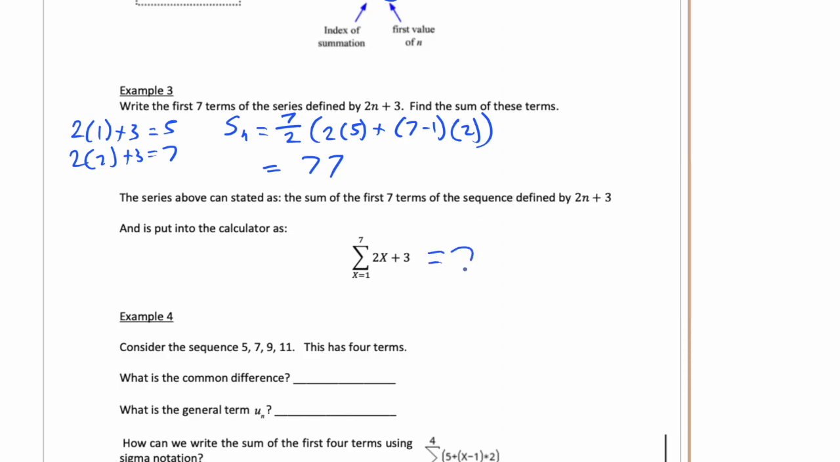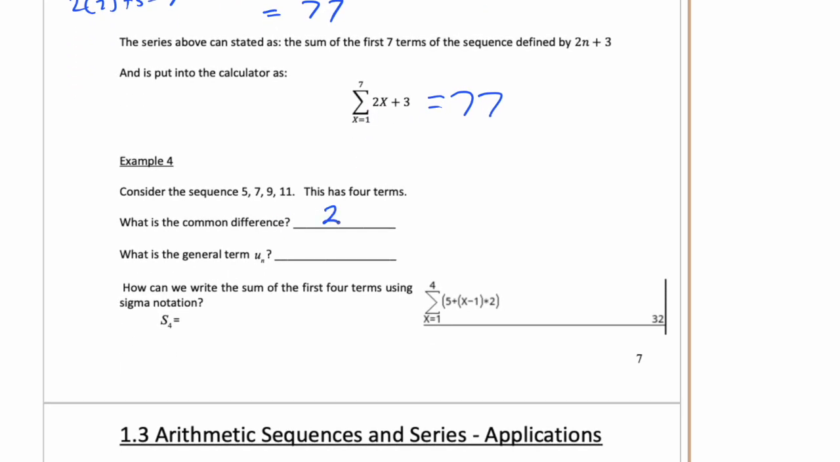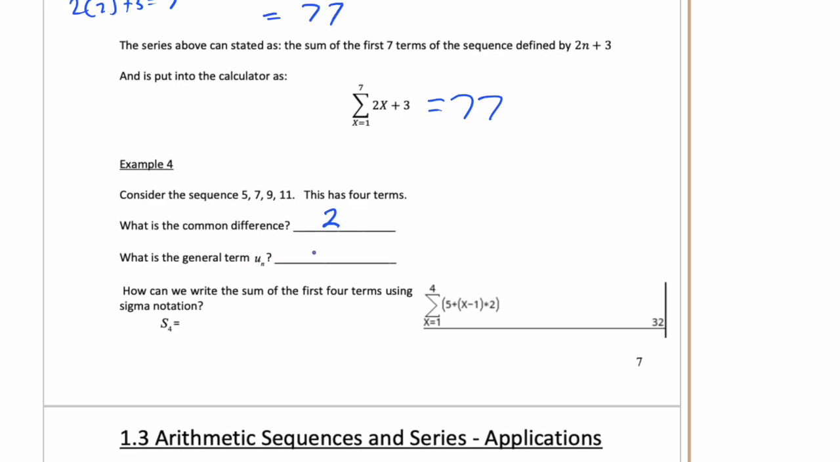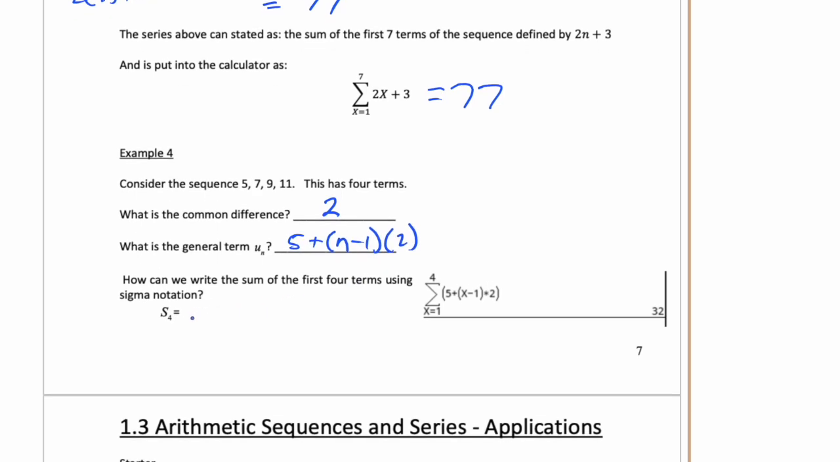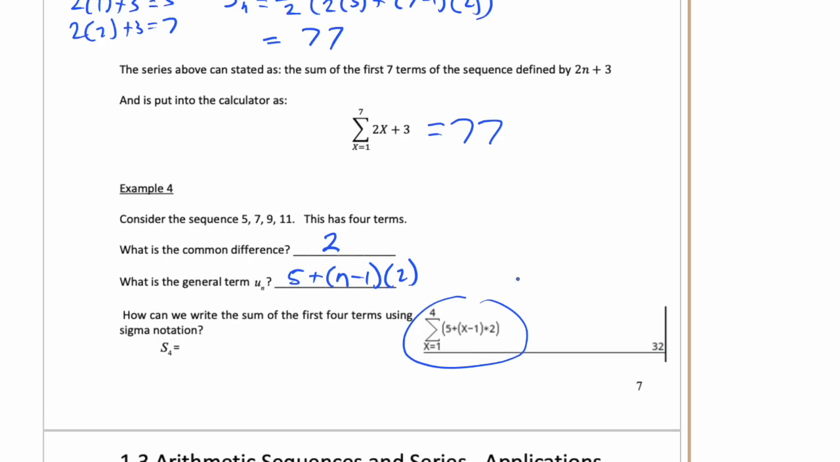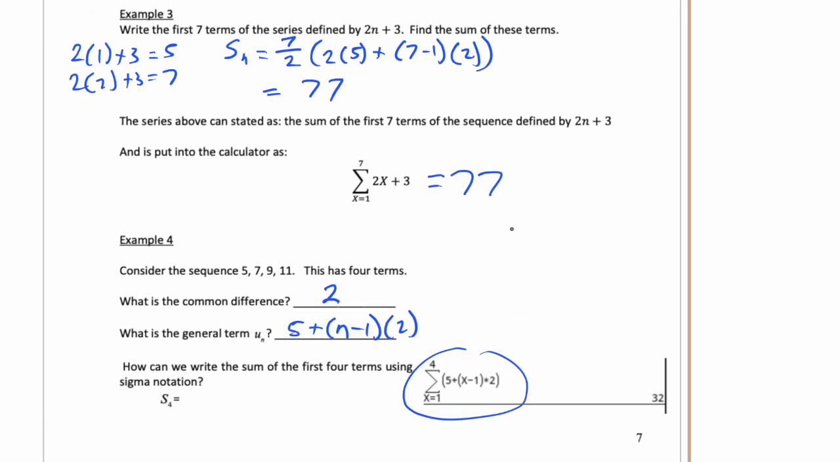So it's the same thing. This is the same sequence. The common difference is 2. The general term is first term 5 plus n minus 1 times d. So you can type it into your calculator, and it spits out the answer. So when you have an arithmetic sequence, you can do it this way too, using sigma notation on your calculator.